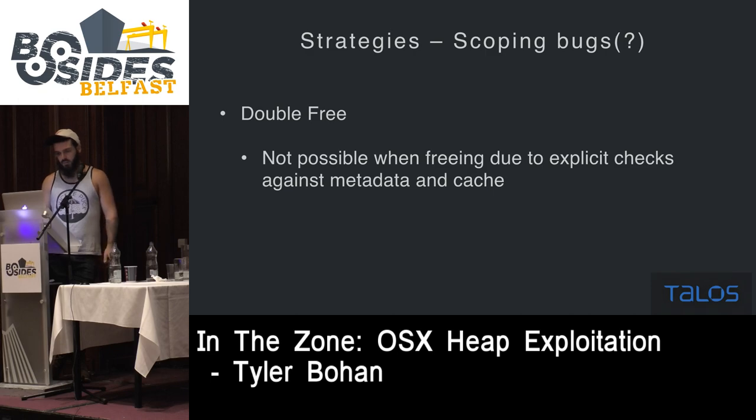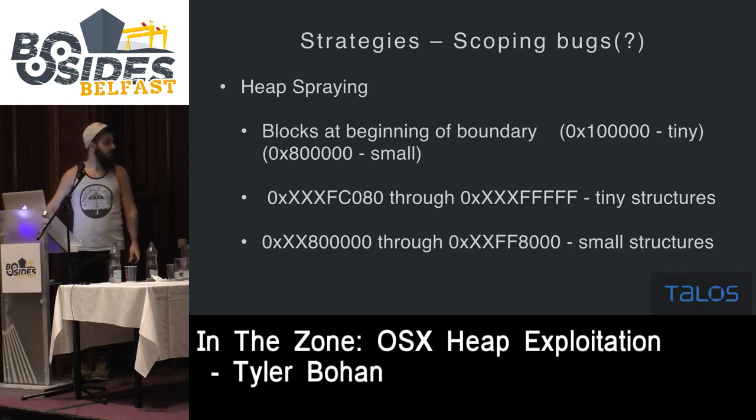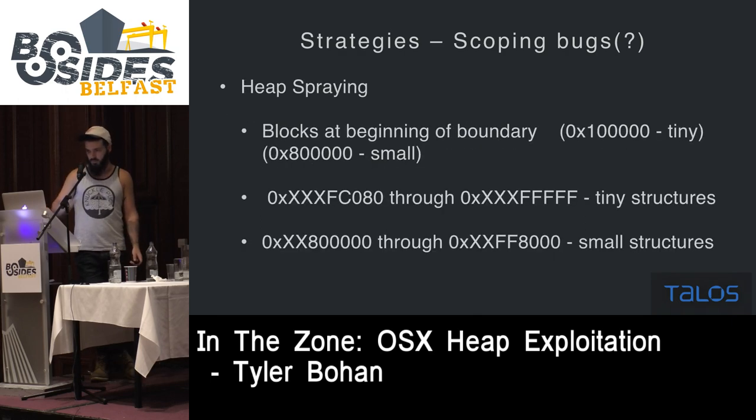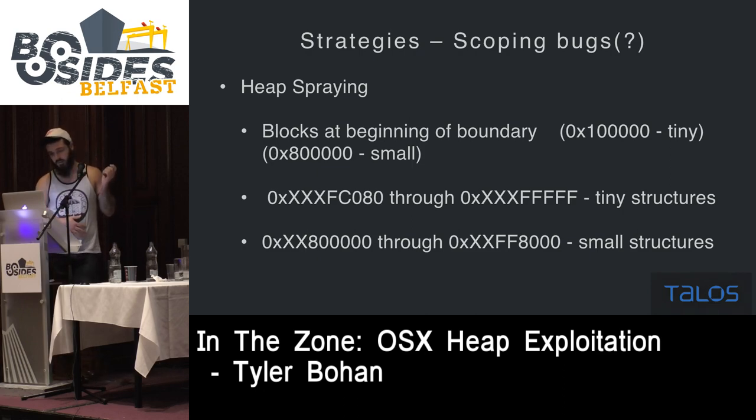Double free is not possible. There's basically a flag that checks if it's been freed already or not, and they check for that immediately. So, heap spraying, this is my personal opinion, this is not anybody else's opinion, but heap spraying is kind of dead on OSX. The 64-bit address space is just too large, and there's a lot of these spaces that are dead because of these magazine structures and things, and we tried to heap spray, and it just simply was not reliable.